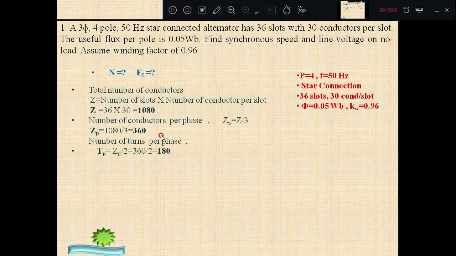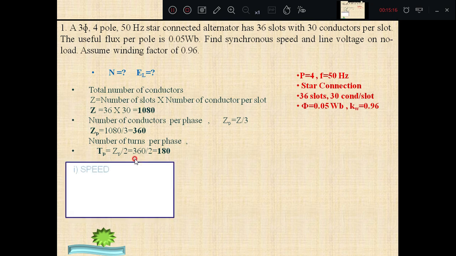That is 360 by 2, that is 180. Then what he asked is the speed. The speed appears in one of the equations, that is f is equal to Pn by 120. You have to make use of that. He asks you to find out the speed. Therefore, you have to make use of the formula f is equal to Pn by 120.